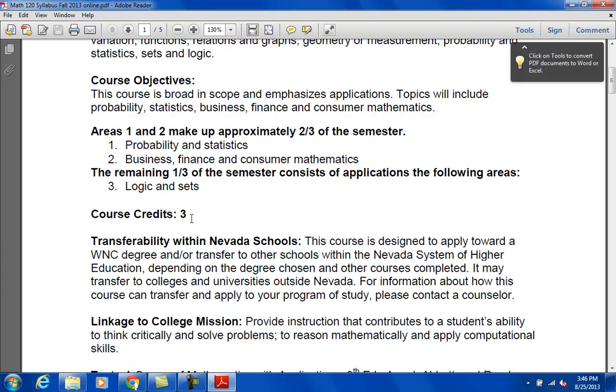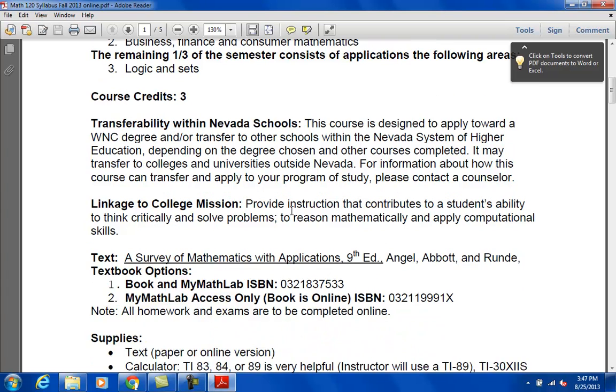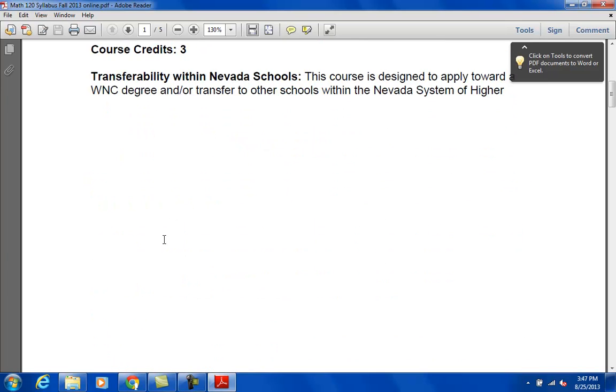This is a 3-credit course. Transferability within Nevada schools: this course is designed to apply toward a WNC degree and or transfer to other schools within the Nevada system of higher education depending on the degree chosen and the course is completed. It may transfer to colleges and universities outside Nevada. For information about how this course can transfer and apply to your program of study, please contact a counselor. The linkage to the college mission: provide instruction that contributes to a student's ability to think critically and solve problems, to reason mathematically, and apply computational skills.